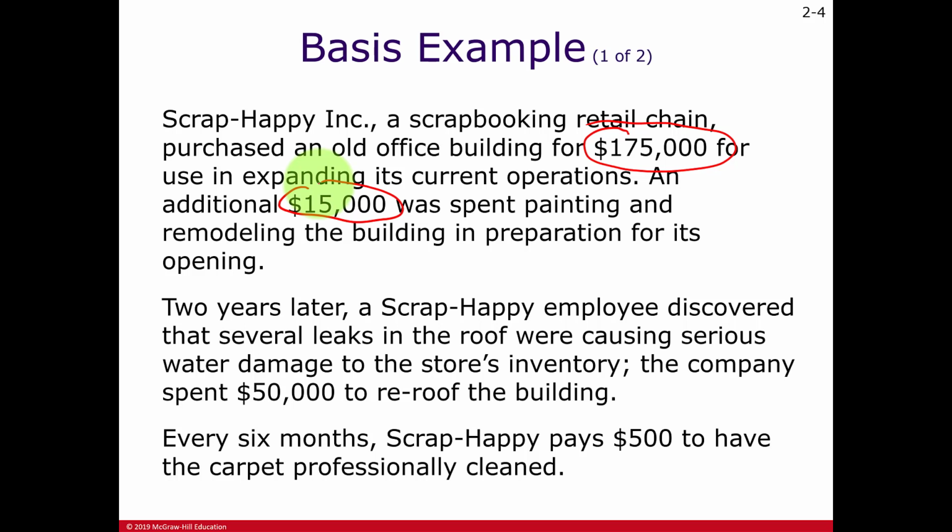We're also told that there was some damage with the leaky roof and they had to repair that roof by spending $50,000. That's 2 years after they got the building. And then every 6 months they spend 500 to clean their carpets. So the question is, how much do you have to treat as an asset? Sometimes we call that capitalize. And then how much can we deduct or depreciate? We'll first take a look at how we treat this as an asset or not.